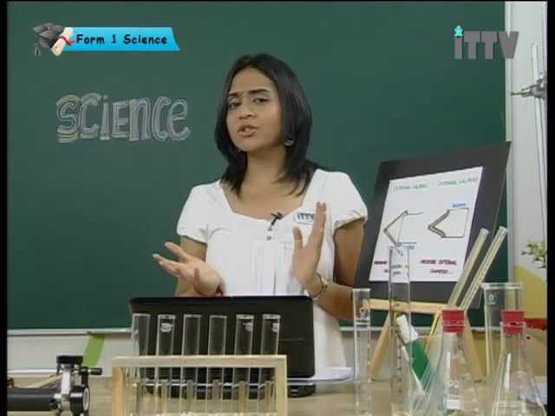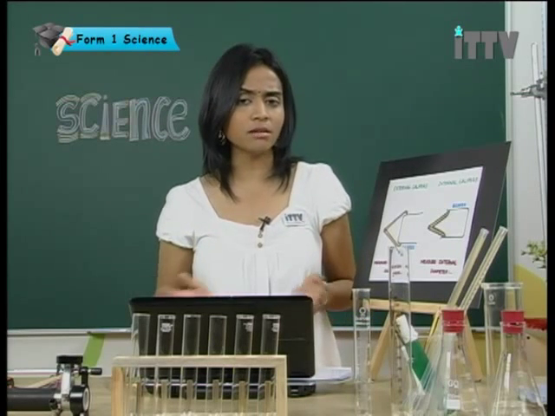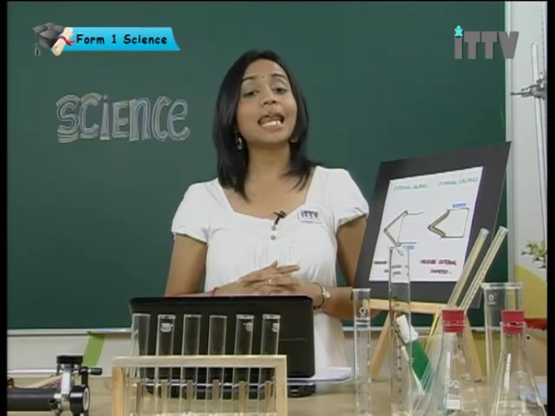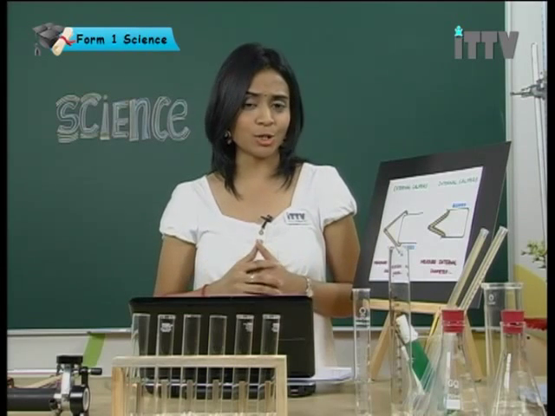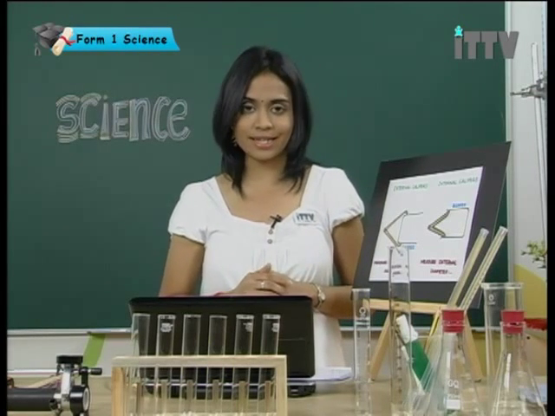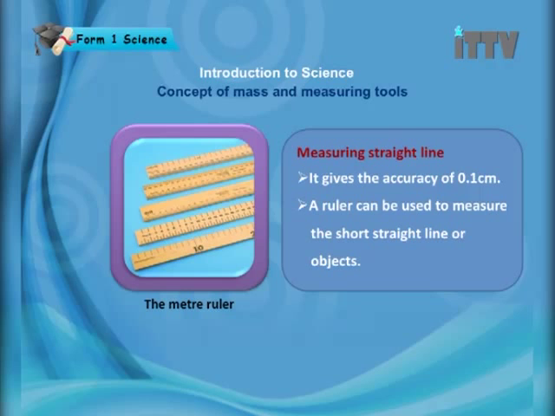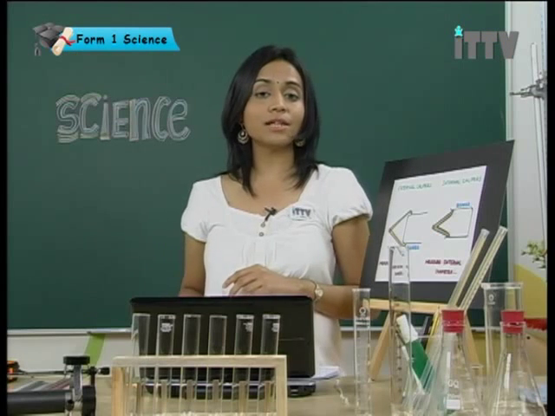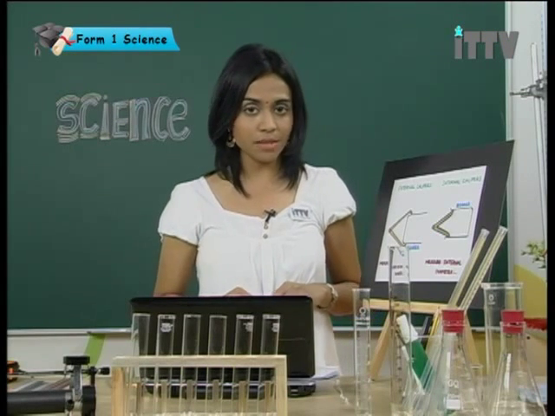So how do you actually measure a straight line or a curved line? Firstly, let's have a look at the objects that you use to measure a straight line. Measuring straight line, we use the meter ruler. It gives the accuracy of 0.1 centimeter. A ruler can be used to measure the short straight line or objects. So let's have a look at the example of the meter ruler.